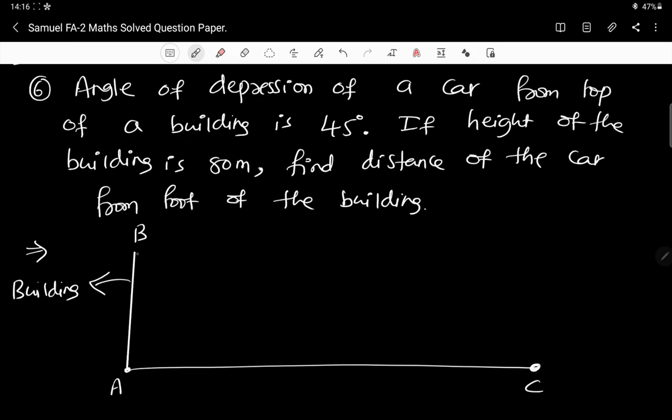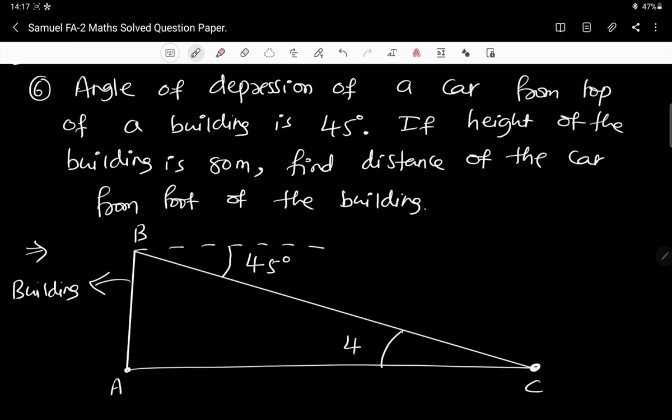Now angle of depression, you understand the angle of depression? The person is seeing this car like this. If you draw one line here like this, so this is called the angle of depression. This is 45 degrees, they are saying. This is 45 means this is also 45 degrees.